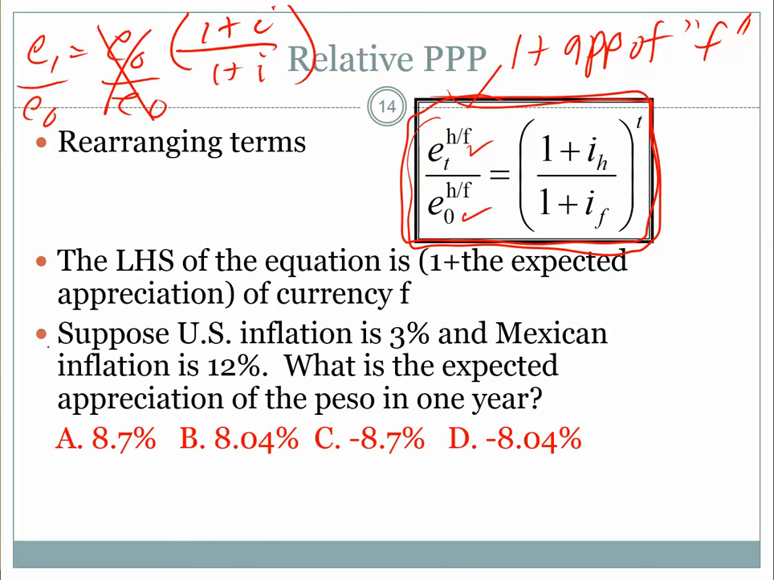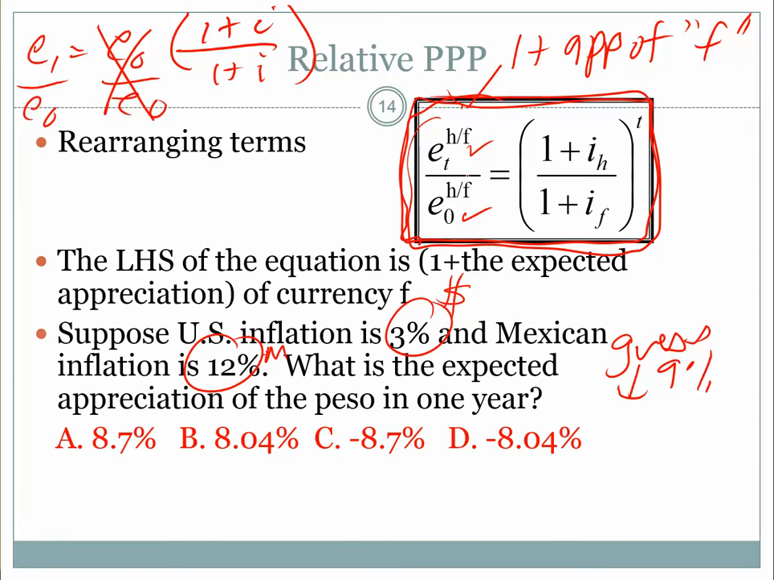So if we know that, we can answer a question like this. Suppose the U.S. inflation is 3%, and the Mexican inflation is 12%. What's the expected appreciation of the peso in 1 year? Well, you could do a guesstimate, right? Mexico has roughly 9% higher inflation, so my guesstimate would be that the peso would fall by that difference, 9%. But it's not going to work exactly like that, so let's get the exact solution.